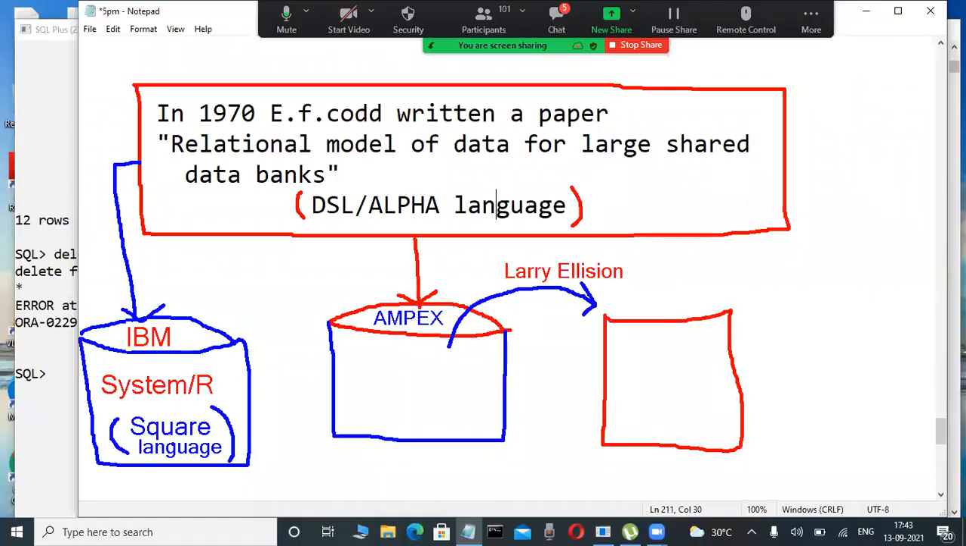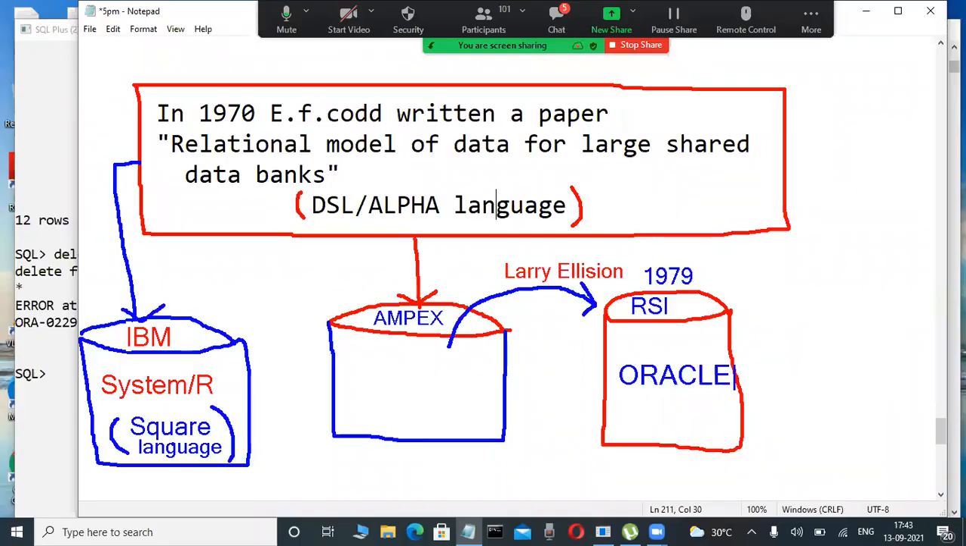So in 1977, they started a new company, but in 1979 they changed that company name, STL, into RSI. Just observe it here, RSI, Relational Software Incorporation. In this company they started a product. Which product? Oracle is the product.